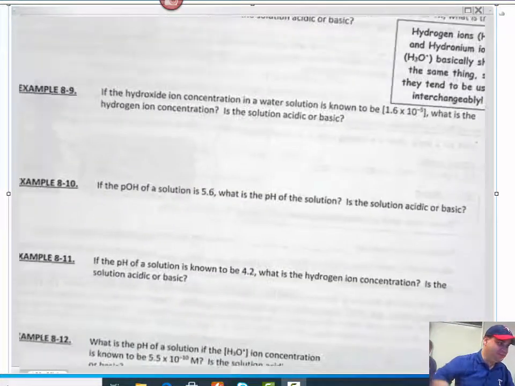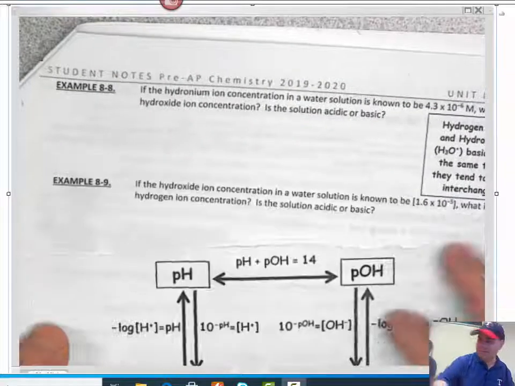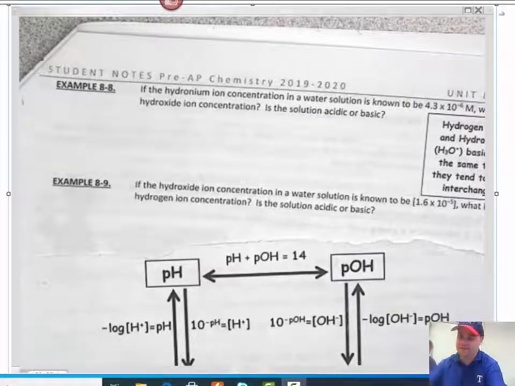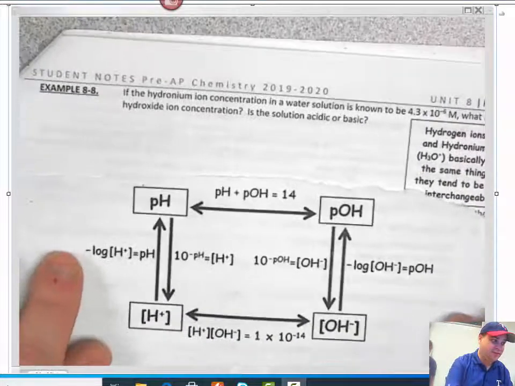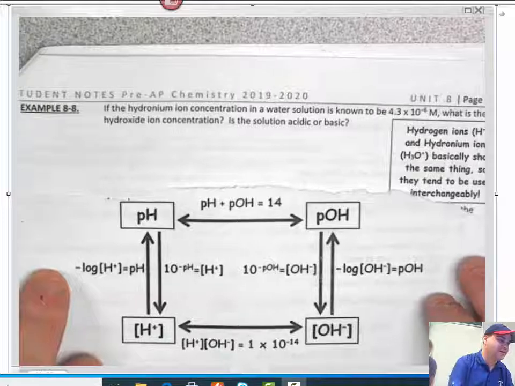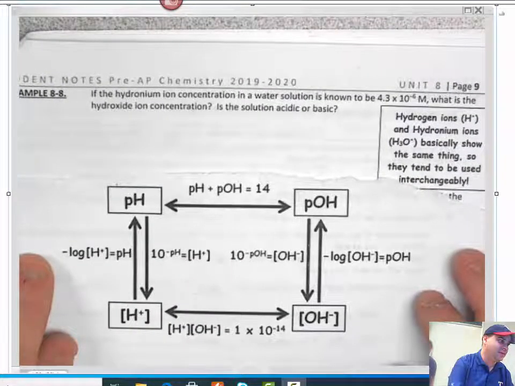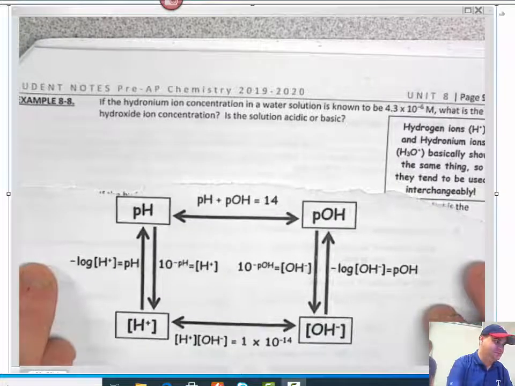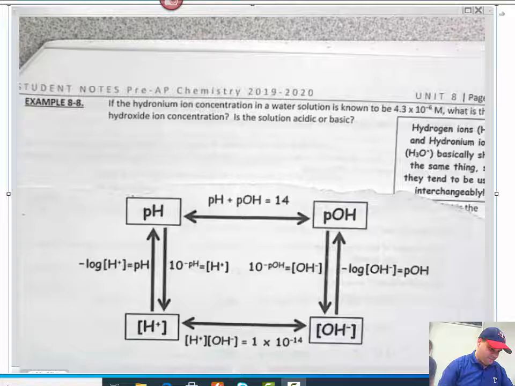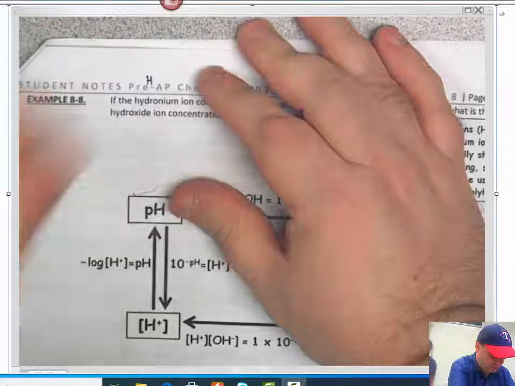Next page, starting off, example 8.8: if the hydrogen ion concentration of water is known to be 4.3 times 10 to the negative 6th, what is the hydroxide ion concentration? Is the solution acidic or basic? Okay, so we are starting off with hydronium ion concentration, which is H plus.